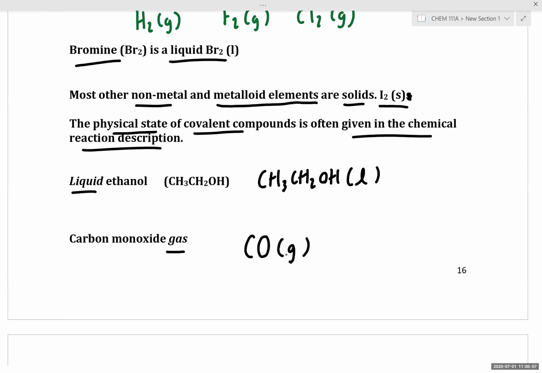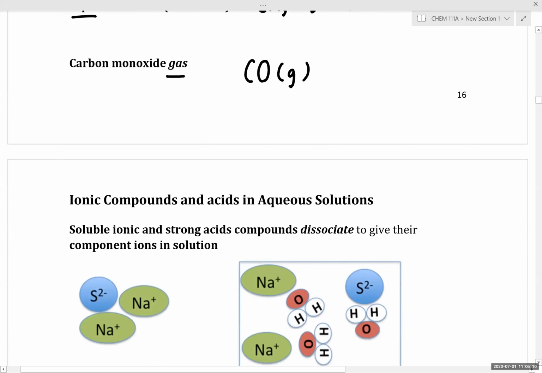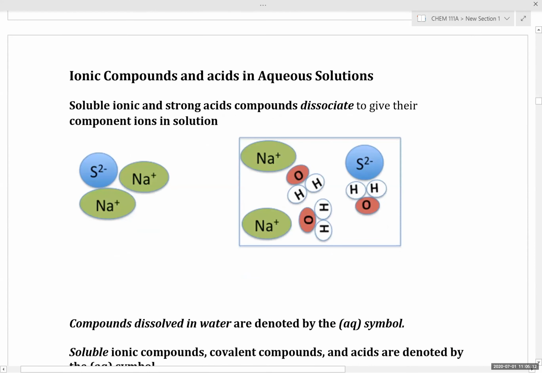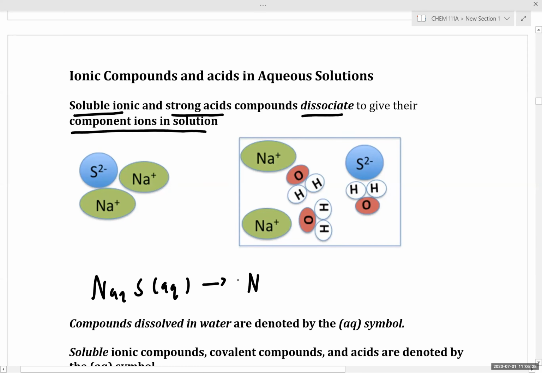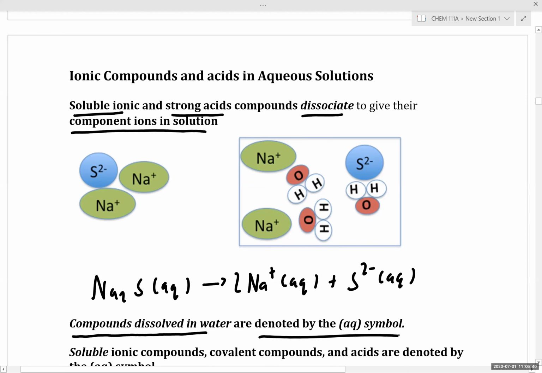So let's take a look at ionic compounds and acids. We already know that soluble ionic compounds and strong acids dissociate to give their component ions in solution. We looked last chapter at sodium sulfide, and we know that the moment we put sodium sulfide in water, it breaks down into sodium plus and S2 minus aqueous. So compounds dissolved in water are denoted by the aqueous symbol.